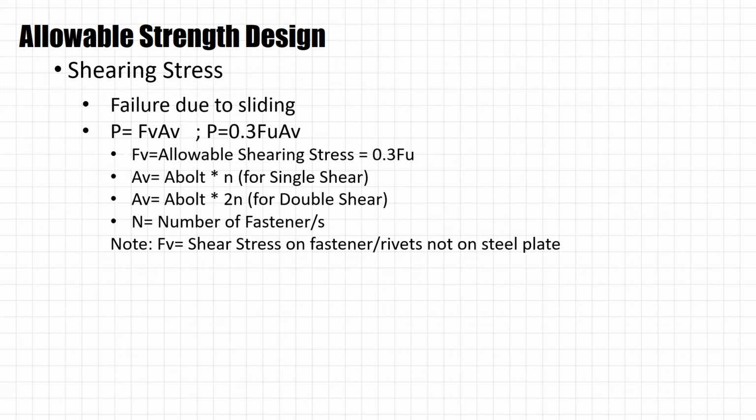When it becomes double shear, you just multiply the number of bolts by 2. And N is equal to the number of fasteners or number of bolts. Note that Fv is the shear stress on fasteners or rivets, not on the steel plate. So it applies only to the bolts, not to the steel plates.